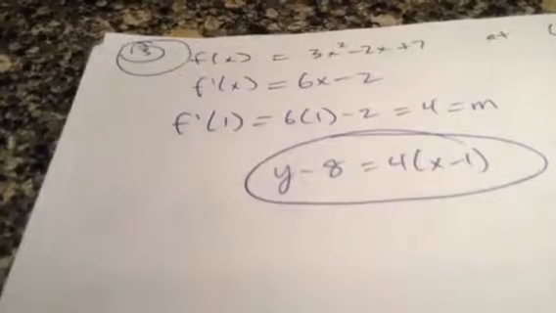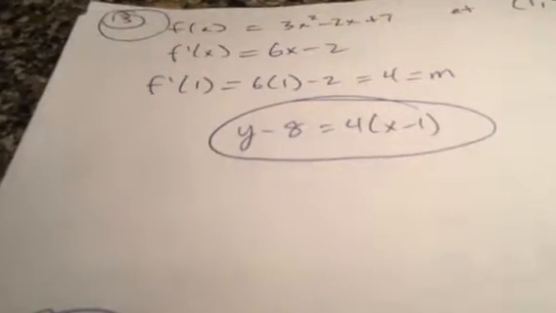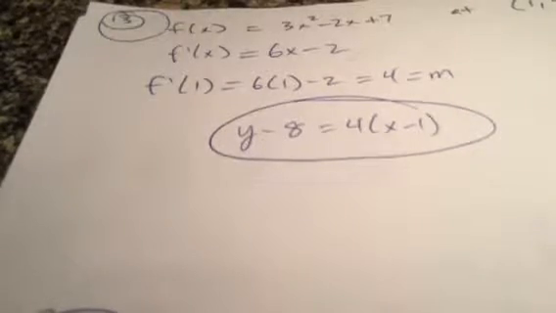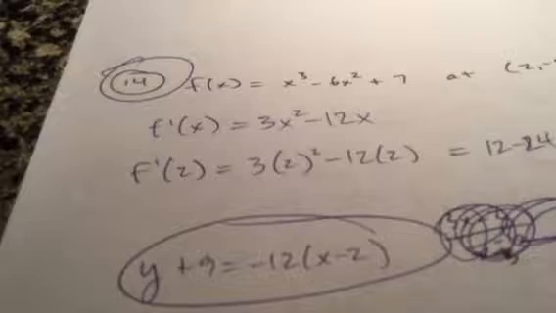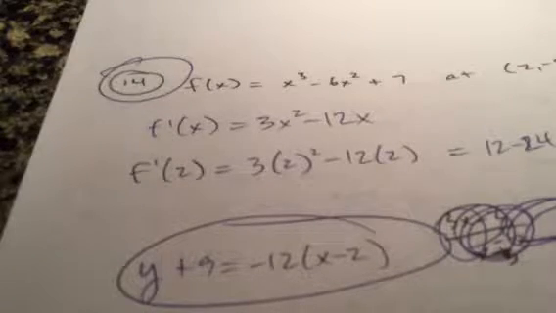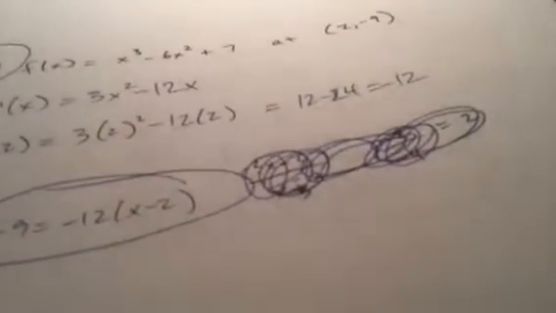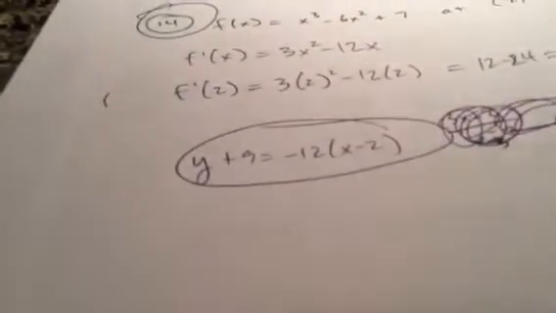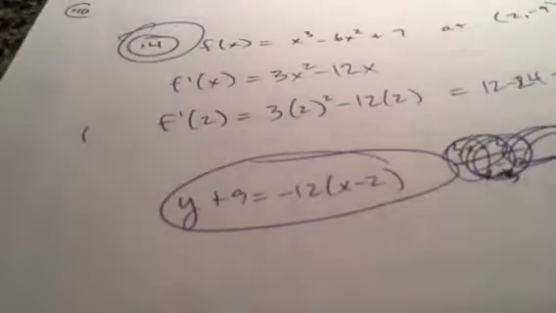All right, this next one. Take the derivative, it is 6x minus 2. Evaluate the derivative at x equals 1. You get a slope of 4. And that is your equation. Take the derivative here, 3x squared minus 12x. Evaluate it at x equals 2 to get -12 for your slope. That is your line. Yep, that is the equation of your line right there.